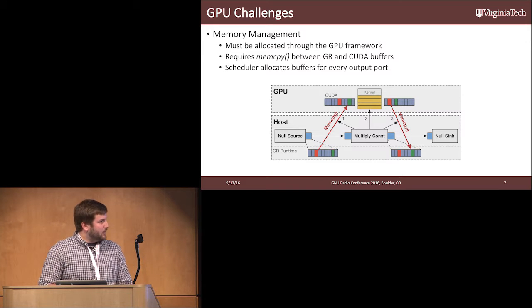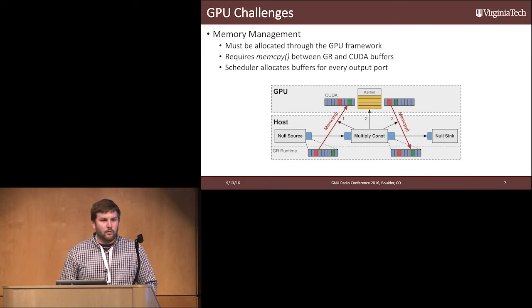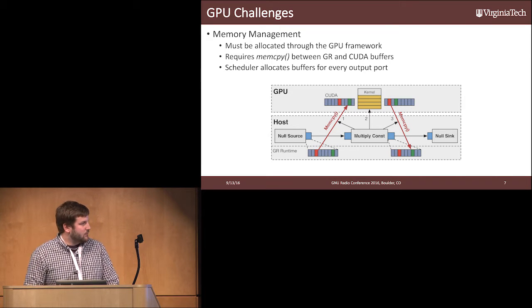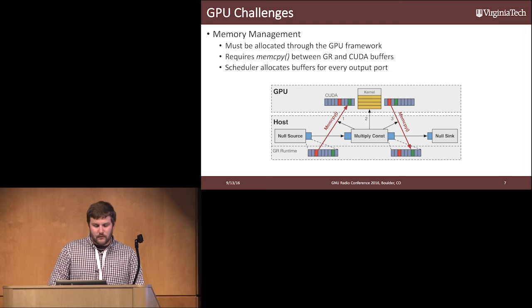With CUDA, trying to integrate this means that you would have to copy all of your samples from your output buffer on an upstream port into a CUDA buffer before you can execute the kernel. And then once you execute the kernel, you have to copy memory from the CUDA buffer back to the host buffer. So you have a double memory copy that's going to have to happen for every single kernel execution in a GPU block. And this is going to cause a huge amount of overhead.